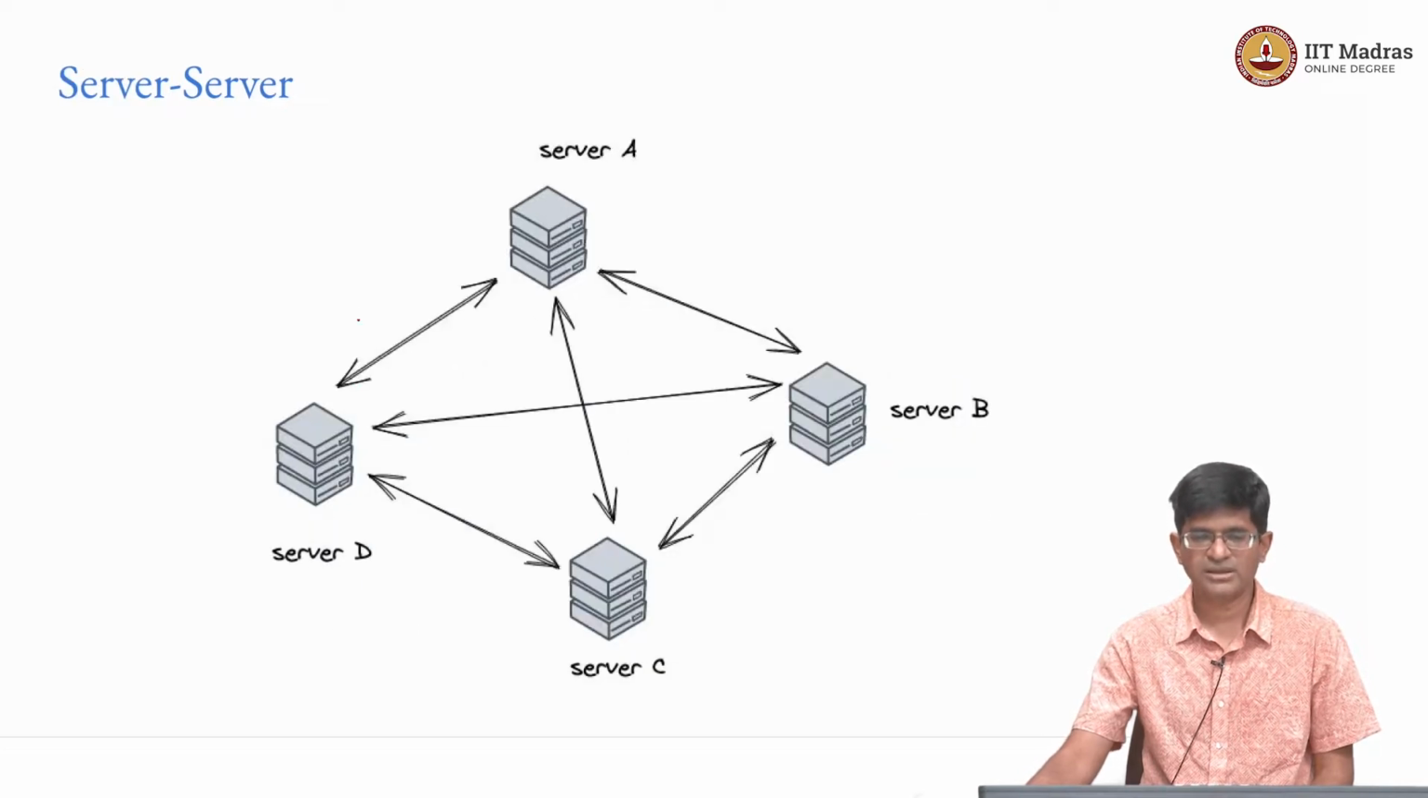Now on the other hand, a truly distributed system could potentially have what's called server to server communication. So I have multiple servers A, B, C, D as I have marked over here, and for various reasons each one of them might need to talk to each other server. So this is one way by which you could do it.